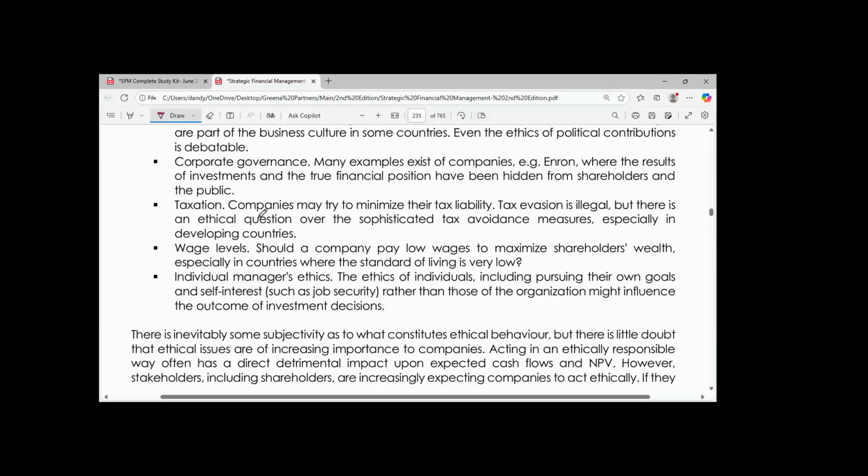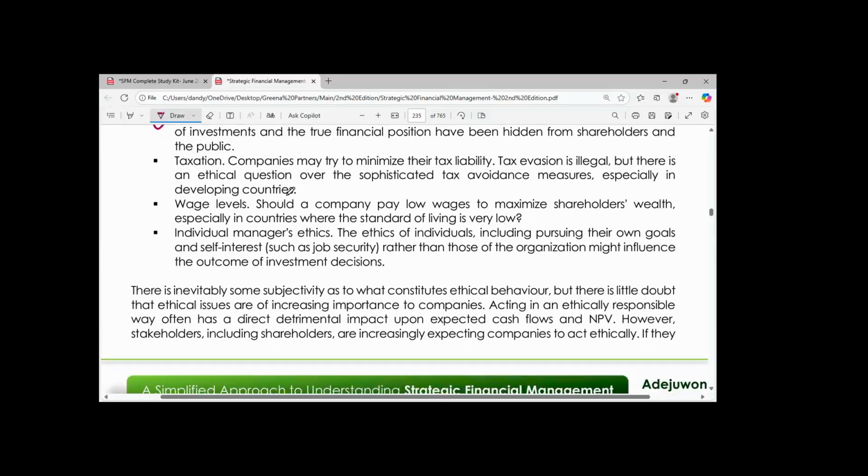Then next, I talk about corporate governance. Many examples exist of companies, e.g. Enron, where the result of investment and the true financial position have been hidden from shareholders and the public. Of course, there are so many ethical issues relating to corporate governance failure, management oversight or board oversight. All of these things are issues relating to the project that you must consider.